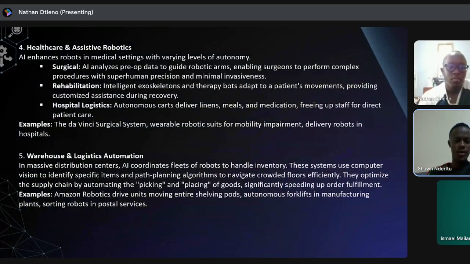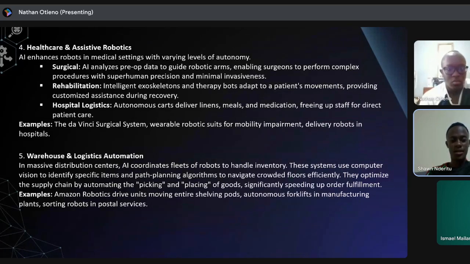So, number four, we have healthcare and assistive robotics. AI enhances robots in medical settings with varying levels of autonomy. Number one, we have, for example, surgical. In surgical, AI analyzes pre-op data to guide robotic arms, enabling surgeons to perform complex procedures with superhuman precision and minimal invasiveness.